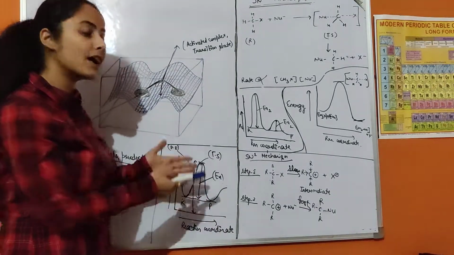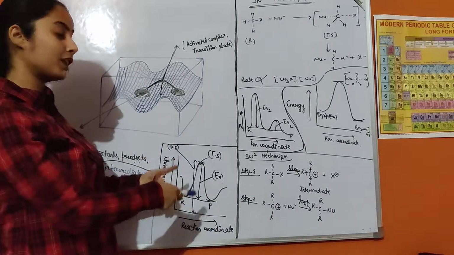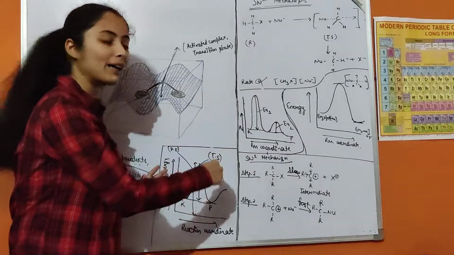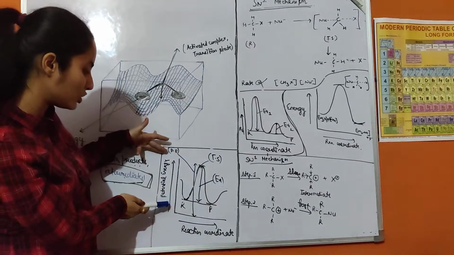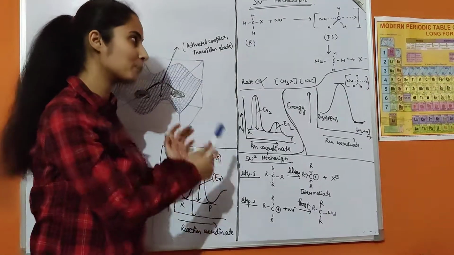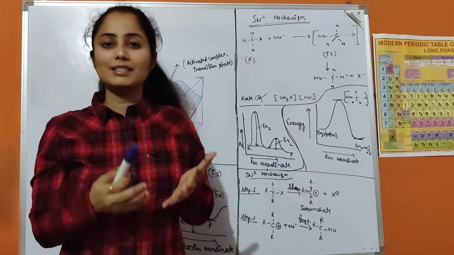Now what is this plot overall called? This is called the reaction coordinate diagram, which is the plot of the pathway followed by the molecule, taking potential energy on one axis and reaction coordinate on the other.